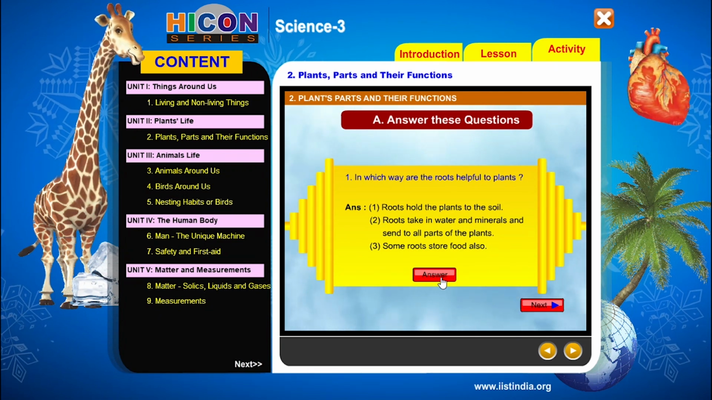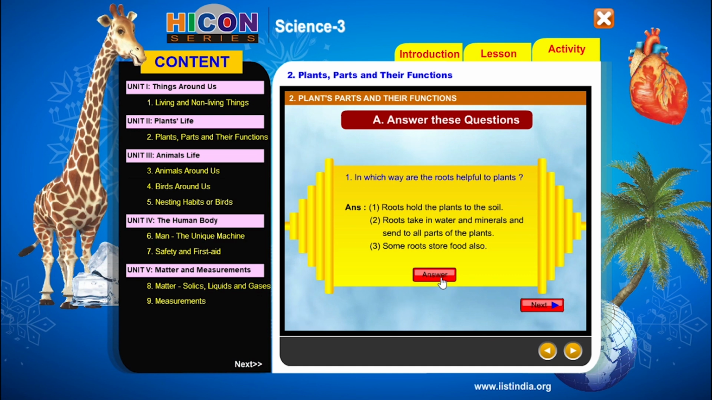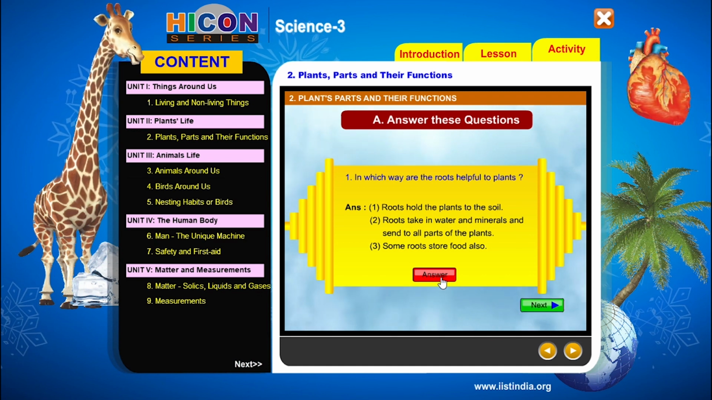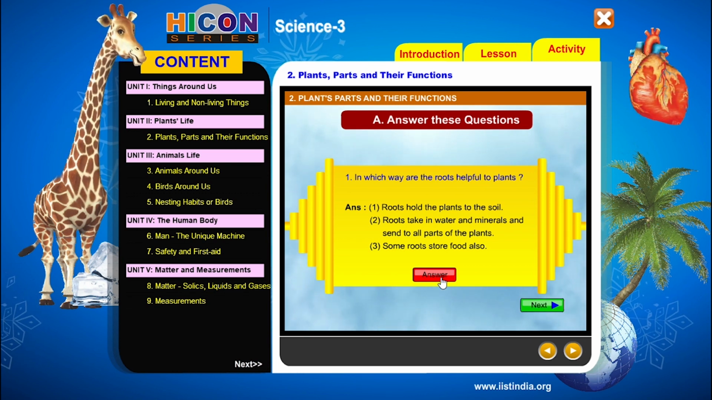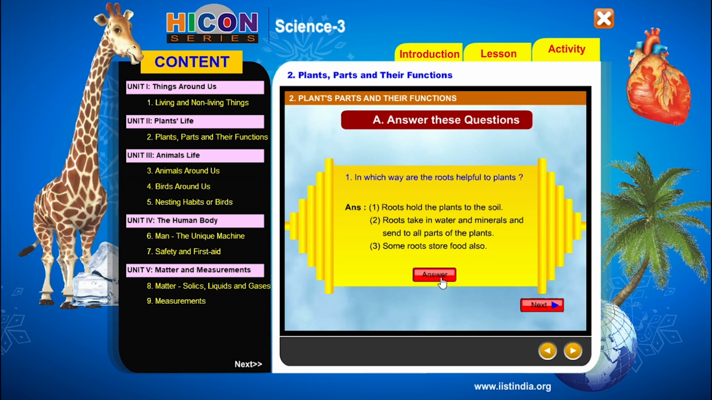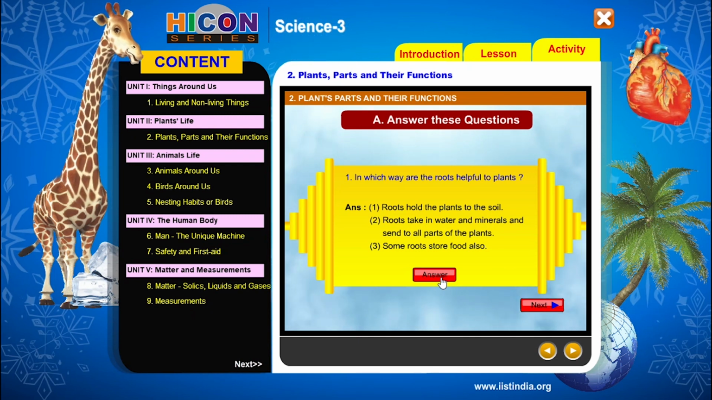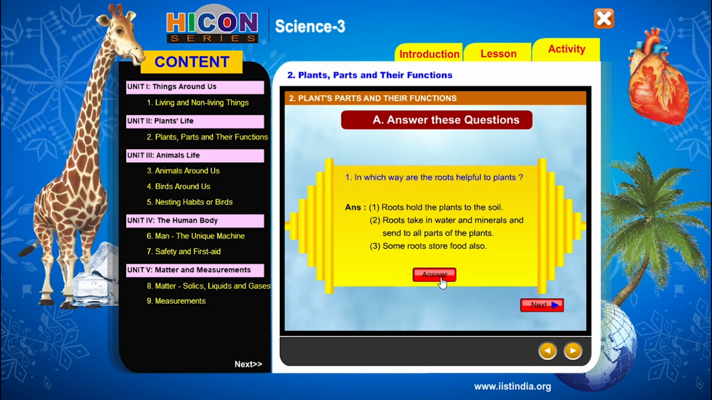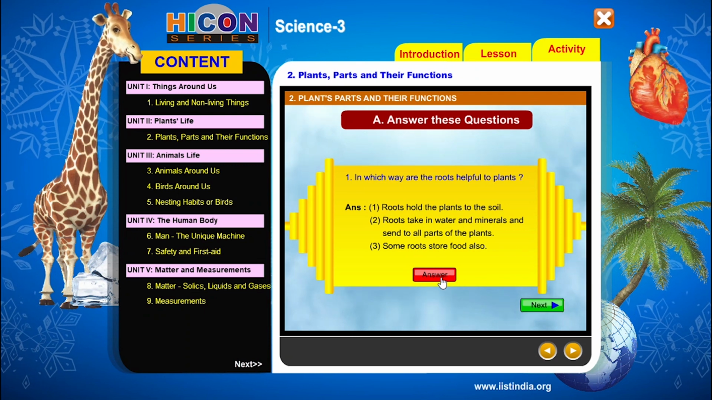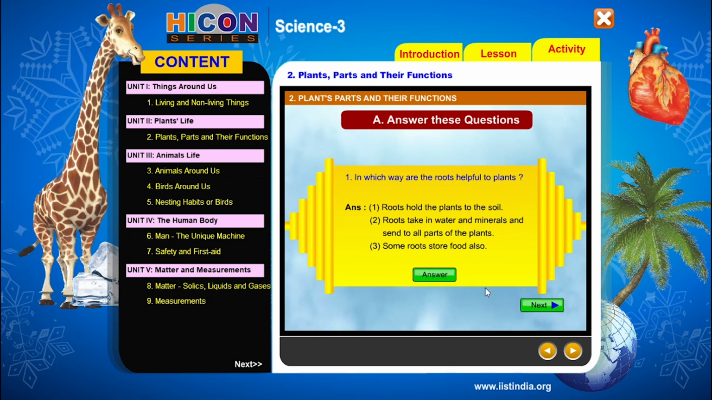So children, this is about the functions of the roots. The first one is it holds the plant to the soil without falling down and gives support to the plants. The second one is roots absorb water and minerals from the soil and supply this water and mineral to all parts of the plant. Also, some roots store their food in them. Examples are carrot, radish and also beetroot. So we can eat the roots of some plants as food. Children, this is the first question and answer. Note down this question and answer in your notebook. Now see the next question.